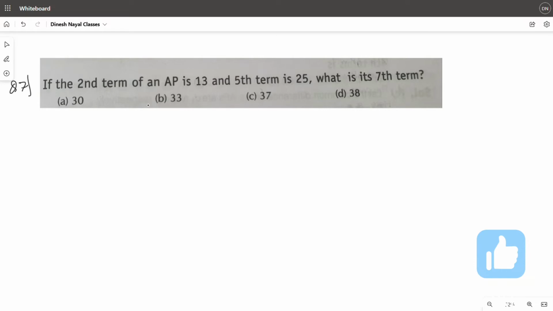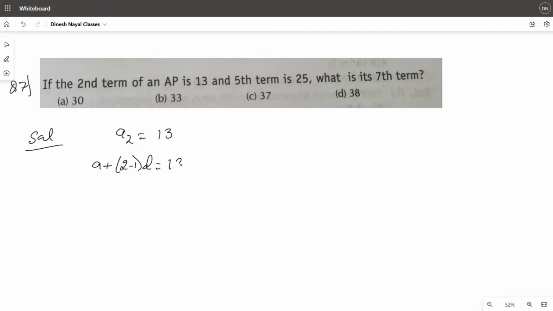Okay. Now, next question, question number 7. If the second term of an AP is 13 and the fifth term is 25, what is its seventh term? Starting with the solution. We are given the second term, that is A2 is 13. So writing A plus n minus 1, which is 2 minus 1 into D, equals 13. So 2 minus 1 is 1. A plus D equals 13. So this is equation 1 that we have got.